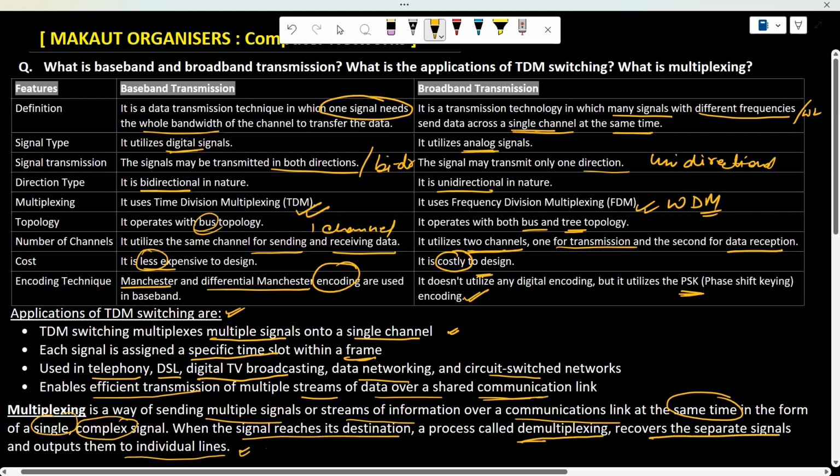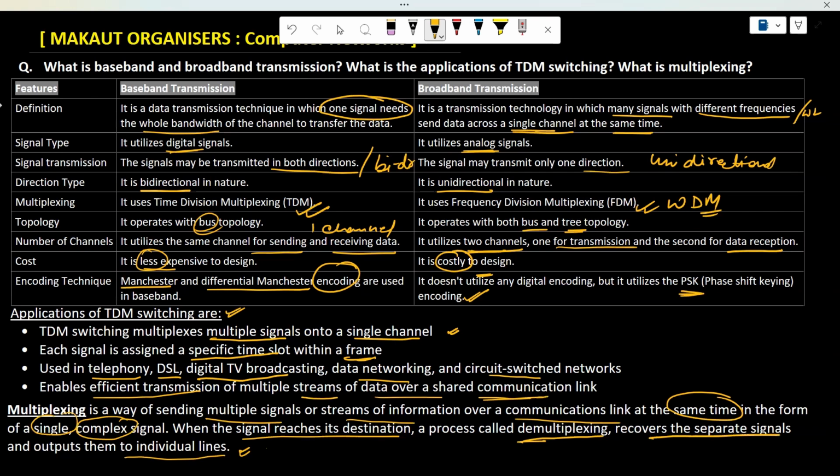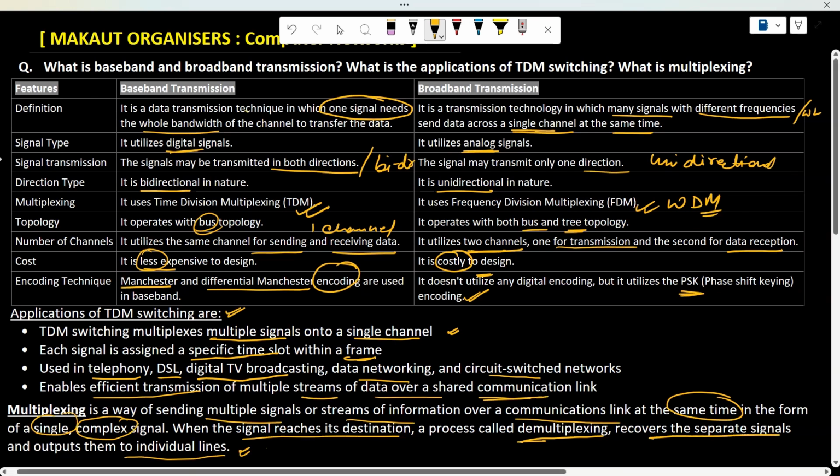So this question was asked as a short answer question. So based on the marks, you can write a few differences from this. The important differences are definition, signal type, signal transmission. So I think four is fine. If this question is asked as a long answer question, then you can write more points in the differences.